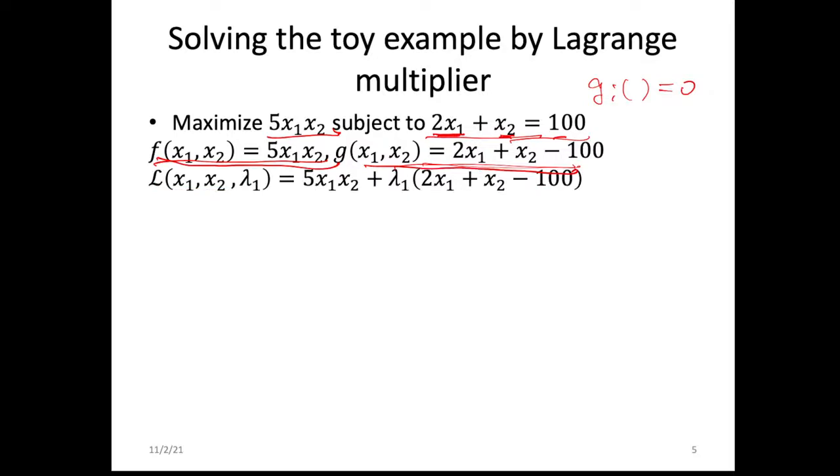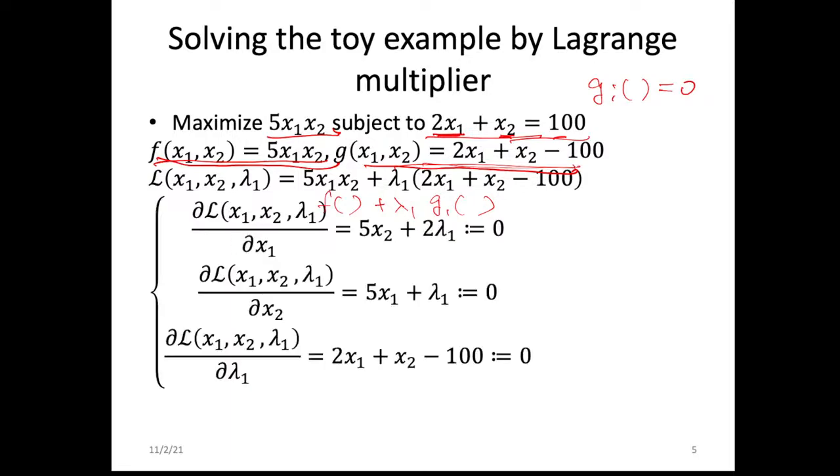So the Lagrangian becomes f of x plus lambda 1 g1 of x. This is the Lagrangian. Then I take the partial derivative of the Lagrangian with respect to x1, x2 and lambda 1, set them to 0, and try to solve the equation. And then you will find that this is a solution set. Okay, and indeed, these 25 and 50 are the same as what we solved earlier.